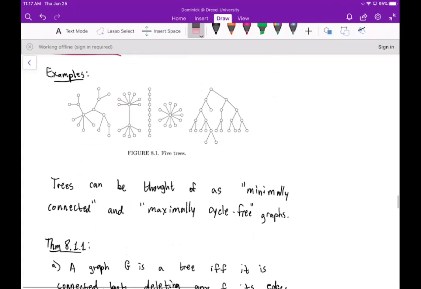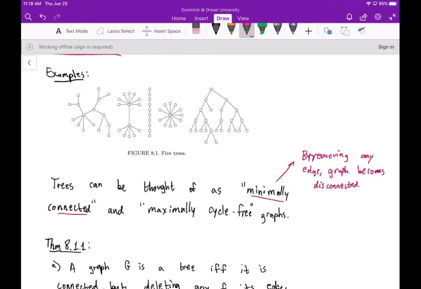Now, trees can be thought of as minimally connected and maximally cycle-free graphs, right? So the idea is that a graph is minimally connected by, if you were to remove an edge, by removing any edge, I should say, the graph would be disconnected. Right? And then also maximally cycle free means that if you were to add an edge anywhere, then you would get a cycle, right? So a tree is thought of as standing on this tightrope between minimally connected and maximally cycle free.